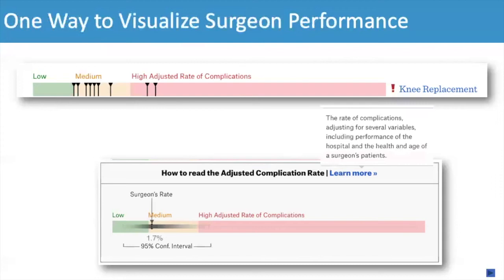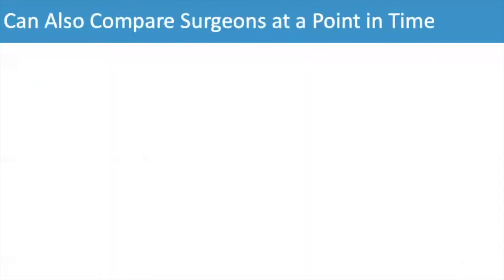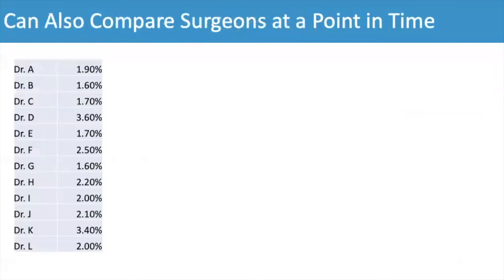And so here they've got an adjusted complication rate. There's a methodology for trying to make apples to apples comparisons based on different factors about the patients. So we can compare surgeons in a hospital at a point in time. And so I've taken real data. I've just masked names and given them random letter names. So we've got complication rates of 1.9%, 2%, 3.4%. Should you always stay away from Dr. D, who's got a 3.6% complication rate? And I'm sure not all complications are the same. And so there's that question too.